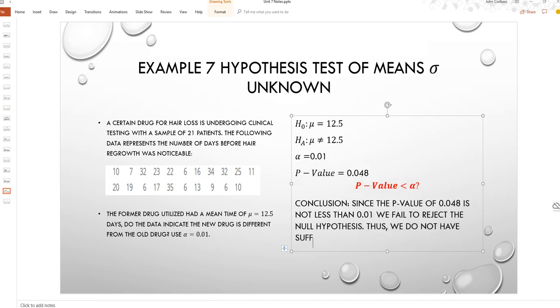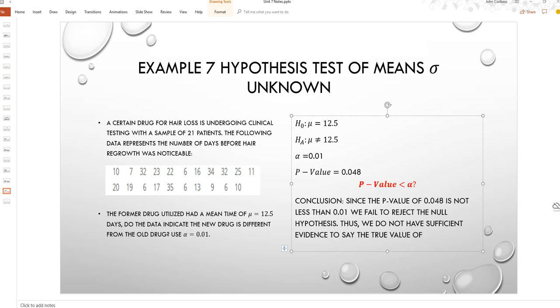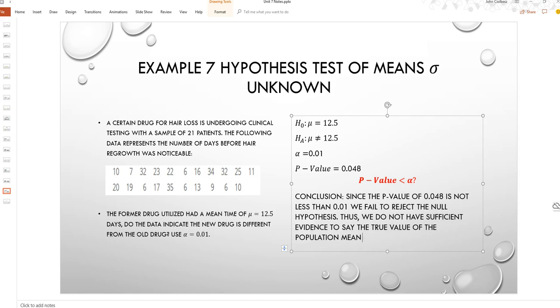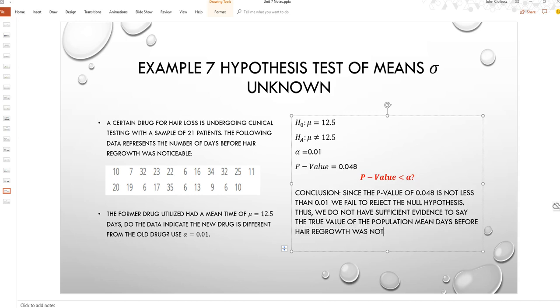Thus, we do not have sufficient evidence to say the true value of the population mean, we're talking about days before hair regrowth was noticeable, in the context of the question. We're just talking about not equal to, so we could say is not equal to, but usually for colloquial reasons, saying is different from sounds better. So we can't say it is different from 12.5. Done, right? It was not less than, so we failed to reject. Thus, we do not have sufficient evidence to say the true value of the population mean days before hair regrowth was noticeable is different from 12.5.